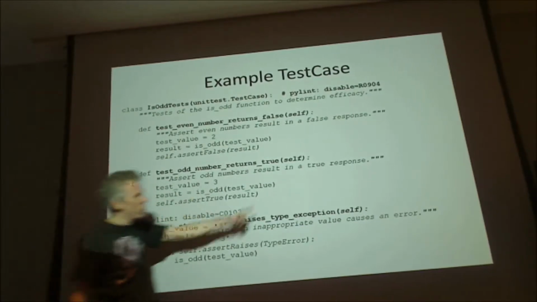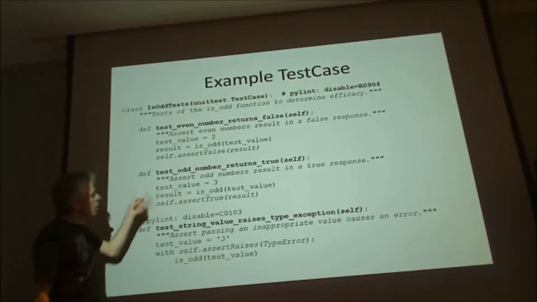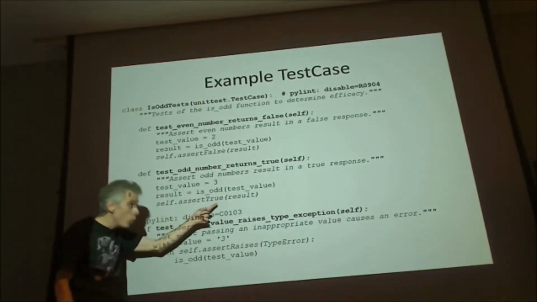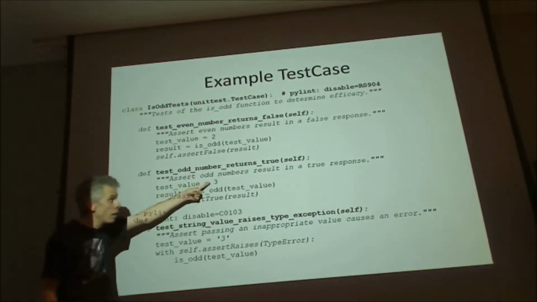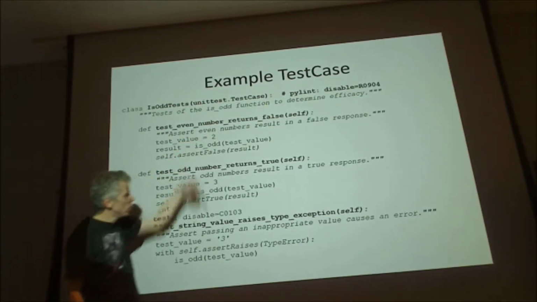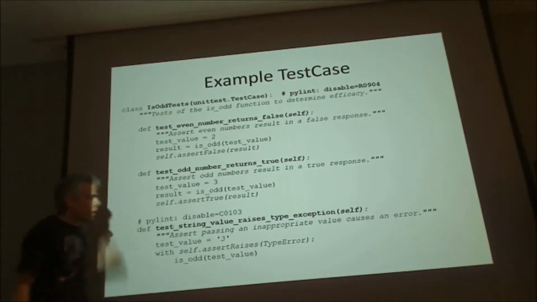Assert odd numbers result in a true response. Test value equals 3. Result is odd. Test value. So assert true. Result, right? It's supposed to be odd, odd, odd. False because it's even. True because it's odd.